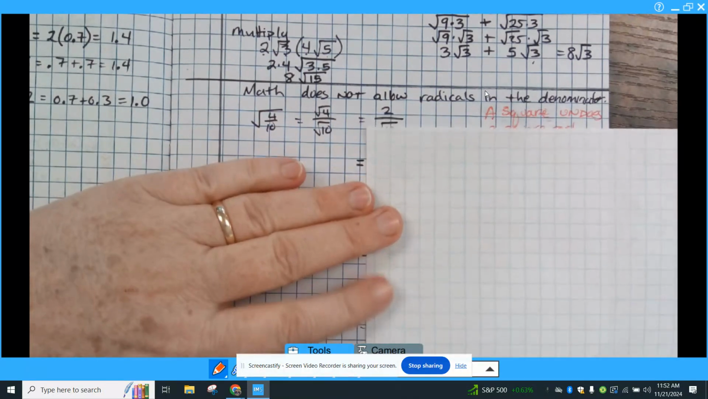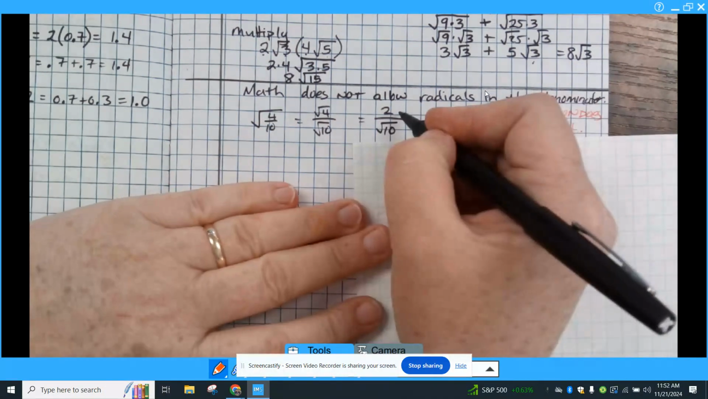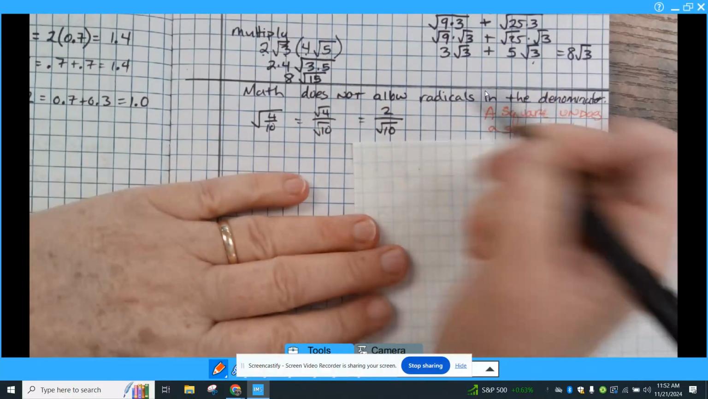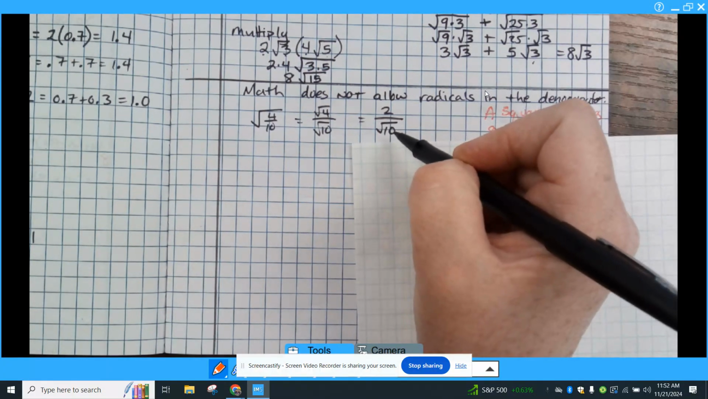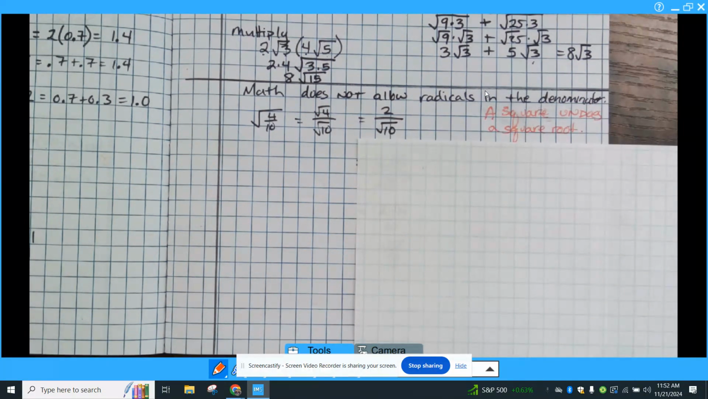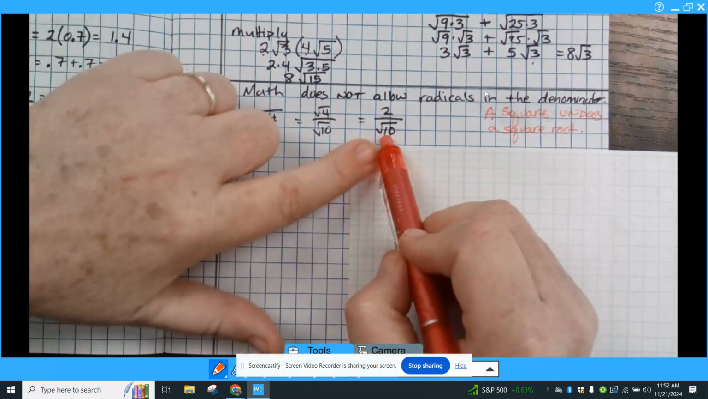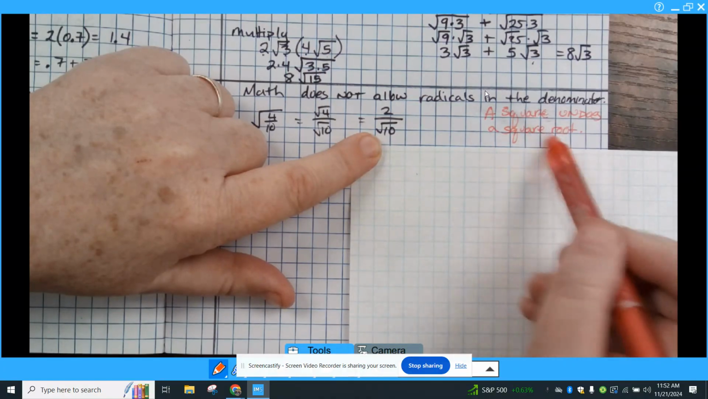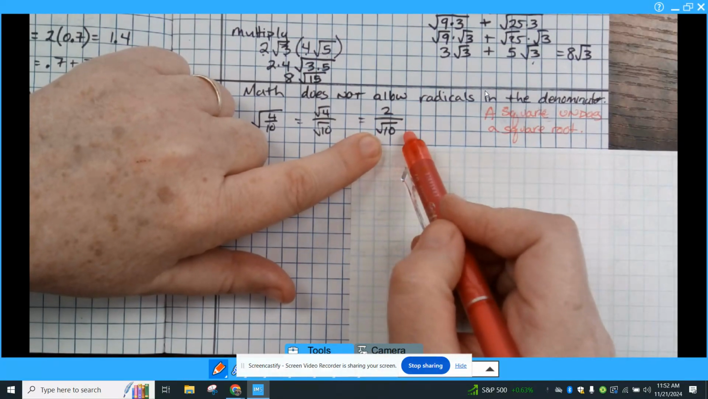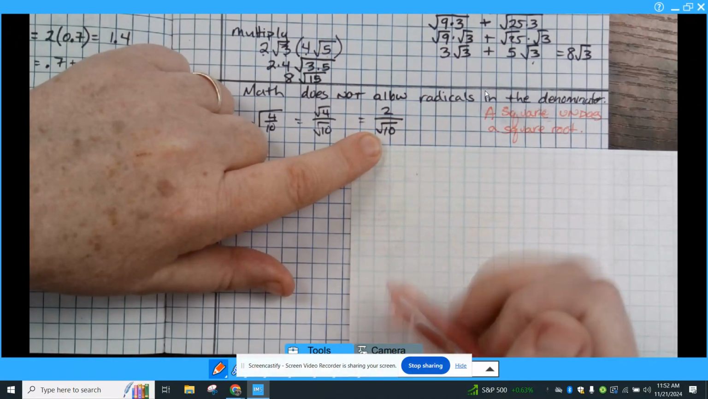We know the square root of 4, it is 2. We don't know the square root of 10. But unfortunately, we're not allowed to have a radical in the denominator. So we have to get rid of it. How do we do that? Well, this is a radical, it's a square root. So what undoes that? A square. A square undoes a square root. So if I square this, then I can get rid of it.